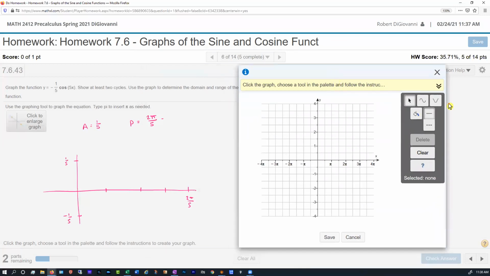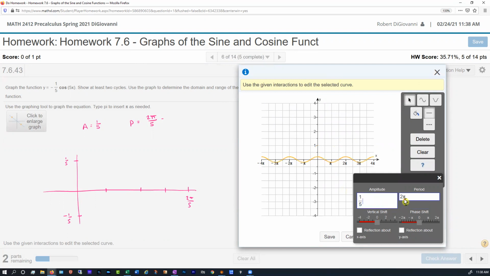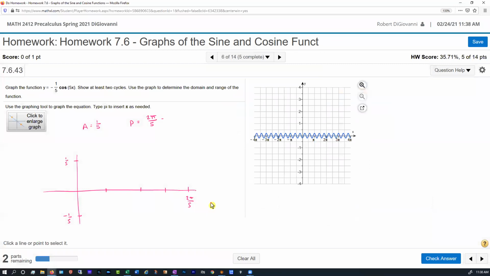So I want a cosine curve this time, so it's cosine. I'm just going to place it here. My amplitude is 1/5. Okay, my period is 2 pi over 5. And I have a reflection about the x-axis because it got the negative in front that reflected it. So it should take that. Now I'm going to save that. I'm not going to put it in. I'm going to just show you how I graph it over here.